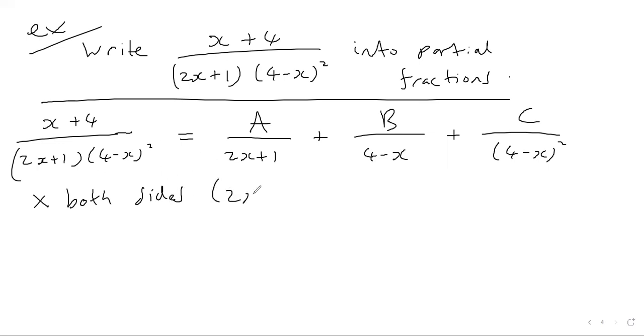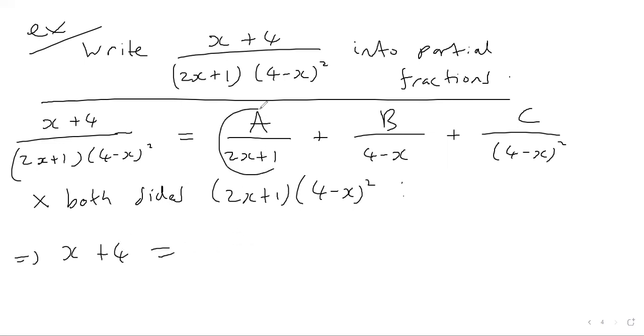So multiply both sides by 2x plus 1 times by 4 minus x all squared. And if we do that, we will get x plus 4 is equal to, so this fraction times by this denominator. So what will happen is we're going to get A times by 4 minus x all squared, because the 2x plus 1 will actually cancel out with this 2x plus 1 there. So that's why we don't need that there. We're just going to have a 4 minus x all squared factor next to it.